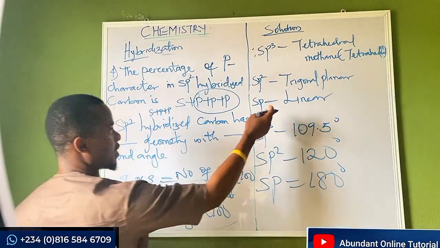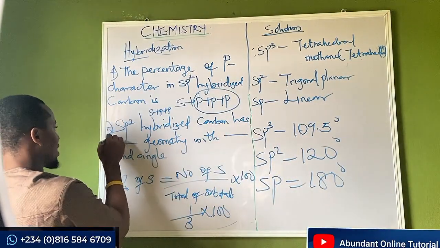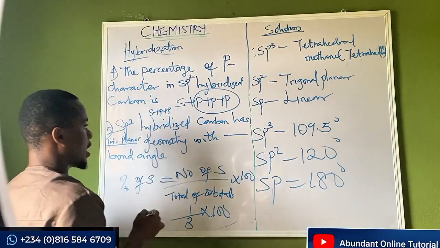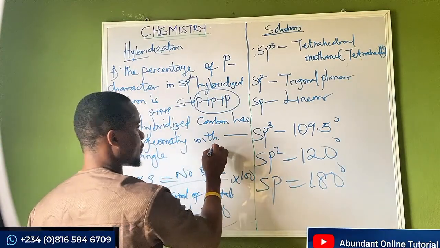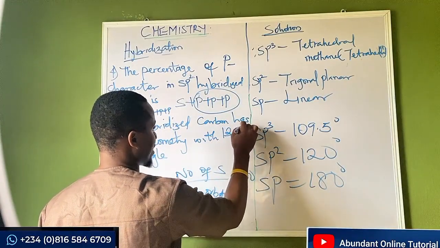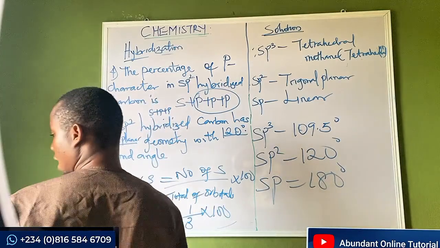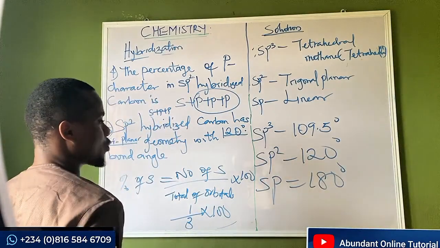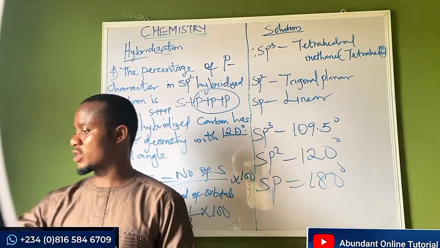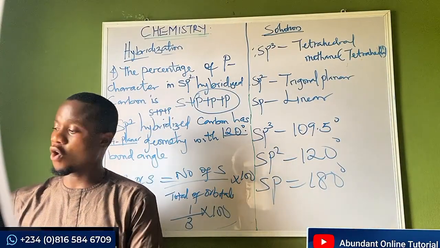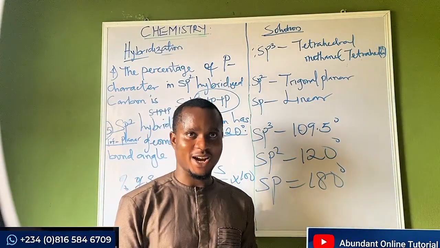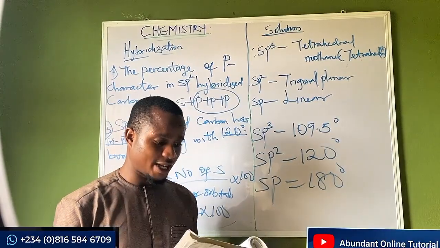120. Okay, the shape first is what? Trigonal, right? Trigonal planar. Then with my bond angle, my sp2 has a bond angle of what? 120 degrees. Now, what are we going to do? I'm going to treat some past questions, JAMB past questions, with you before we call it a quiz. All right, so let's do this together.